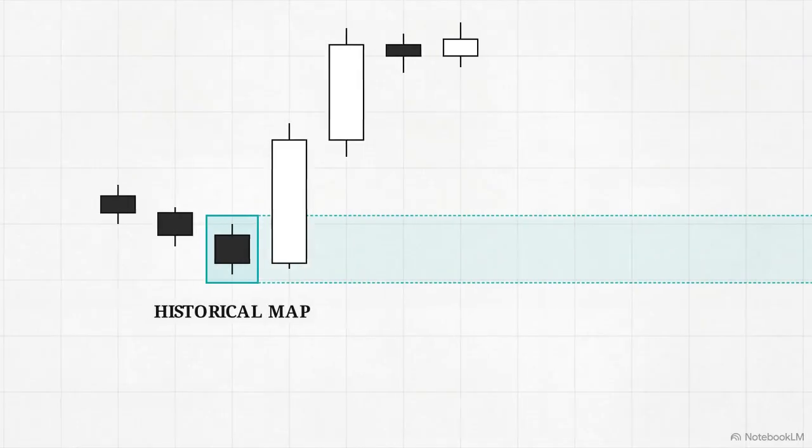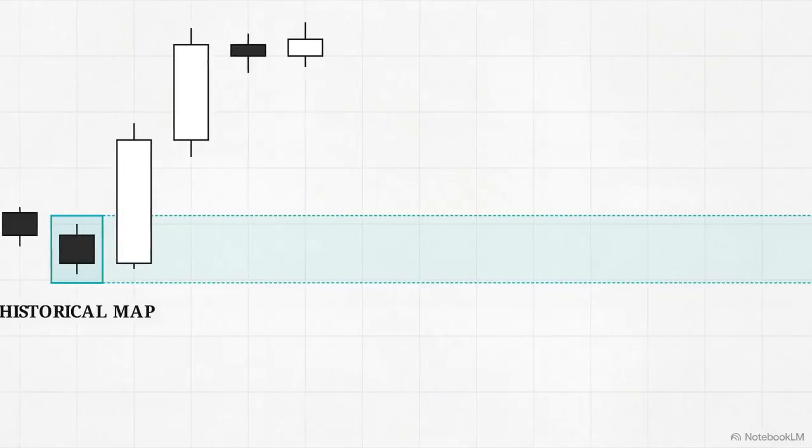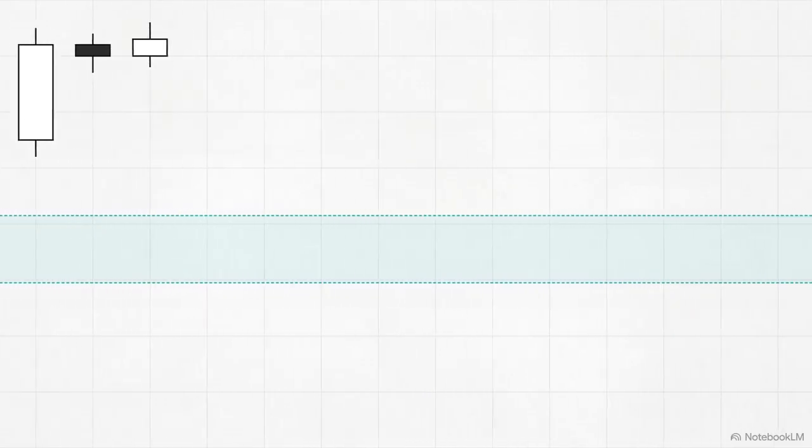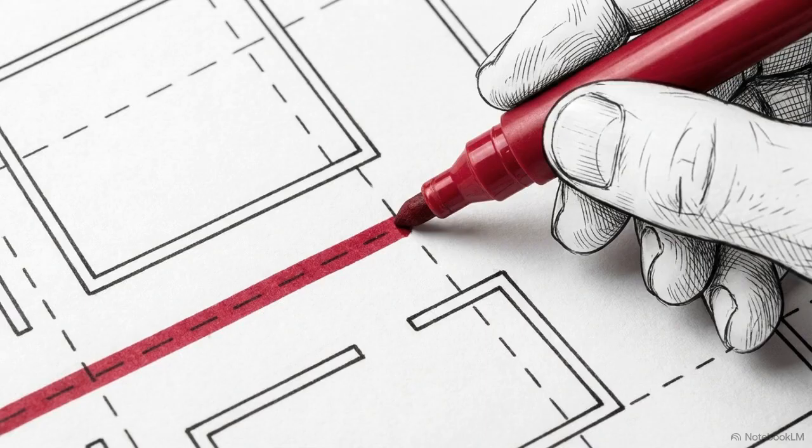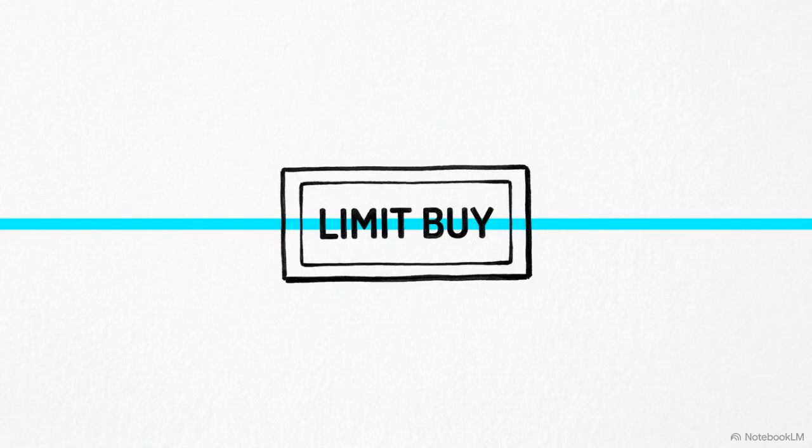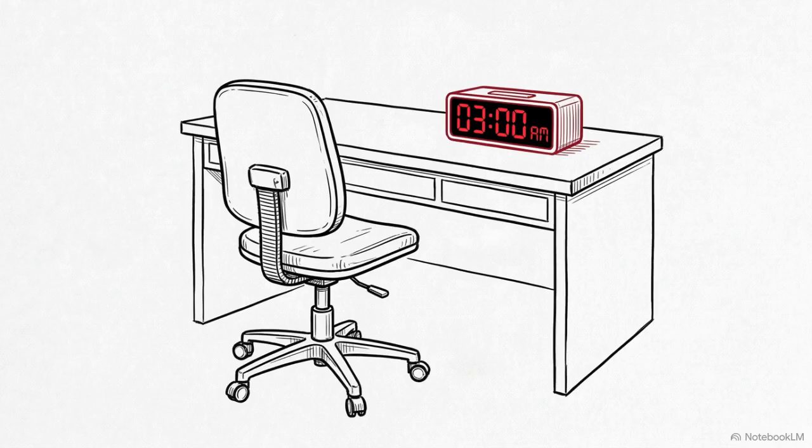It is strictly a historical map. It shows you exactly where unmitigated limit orders were left behind prior to a past displacement move. The vulnerability lies in how traders interact with that map. Leaving a blind limit order resting at a historical boundary assumes those past buyers are still present. During high volatility sessions or thin overnight hours, that assumption is a liability.